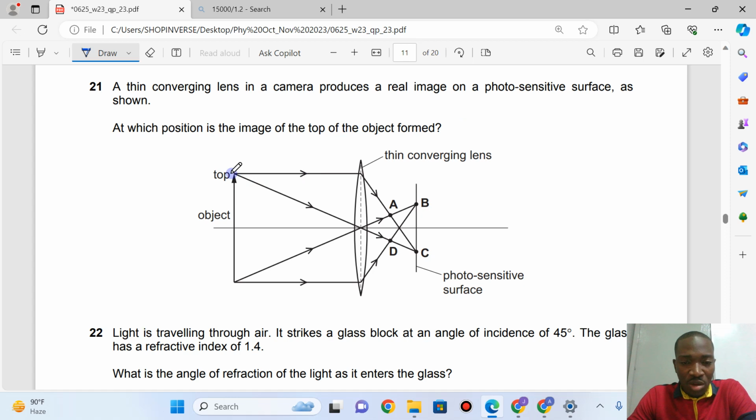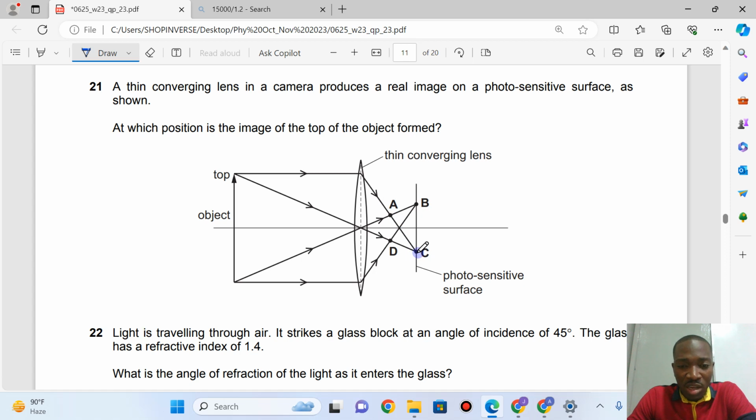This is the top of the object. How do you get the position of the image? We know that a ray coming from the top passes through the optical center of the lens and goes straight without a change in direction. It doesn't get deviated. It just goes straight. Then the ray parallel to the principal axis. This is the principal axis. This ray that is parallel to the principal axis, after refraction through the lens, will be made to pass through the principal focus. So it passes through the principal focus and goes up to this point.